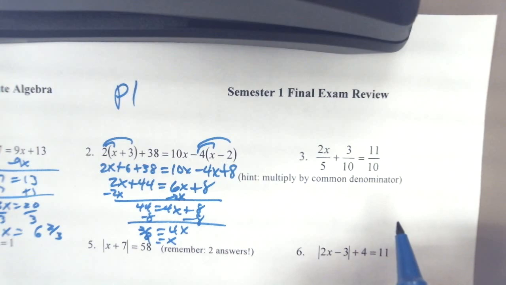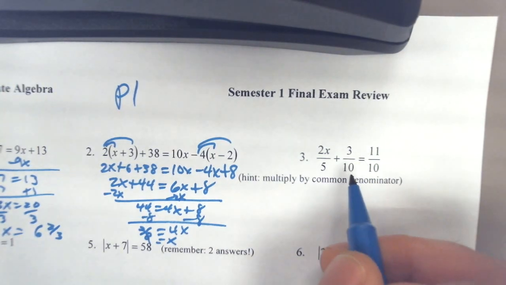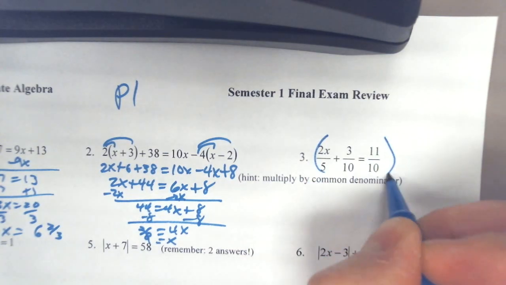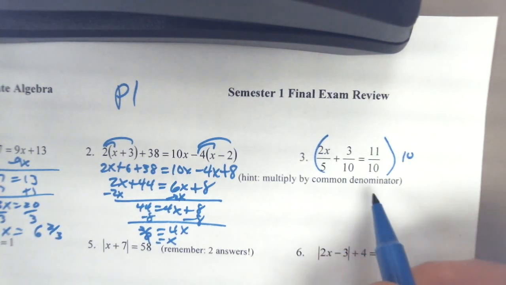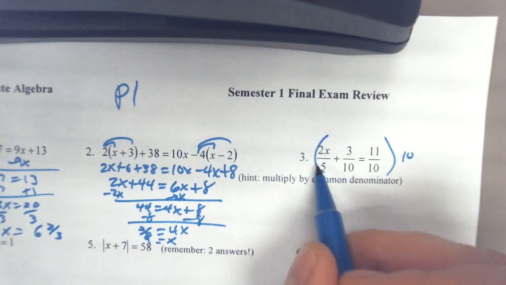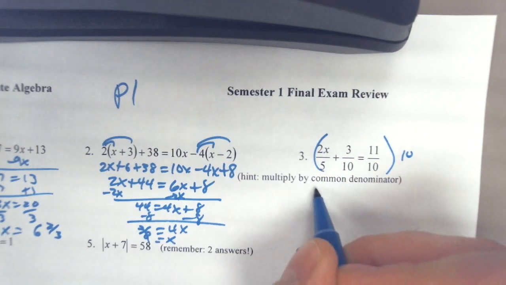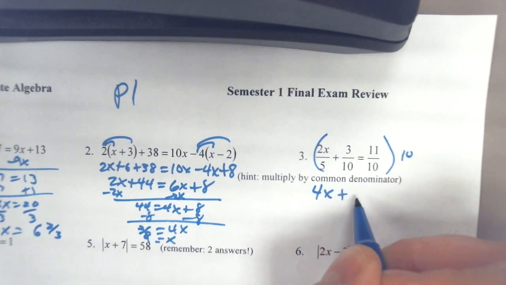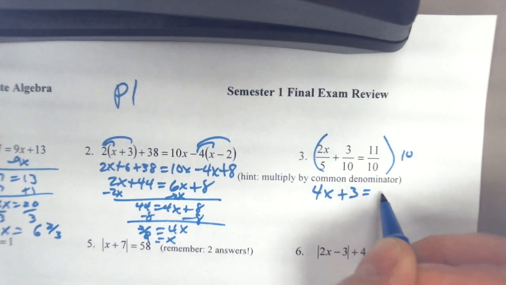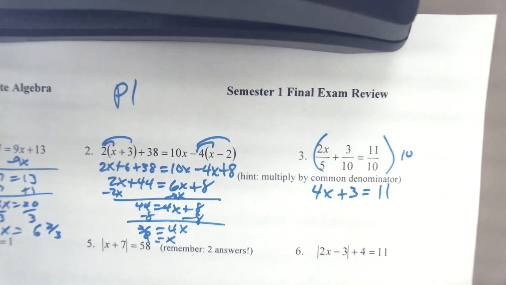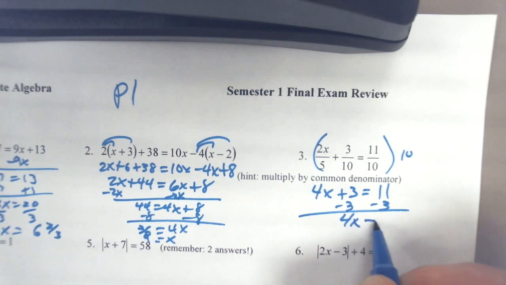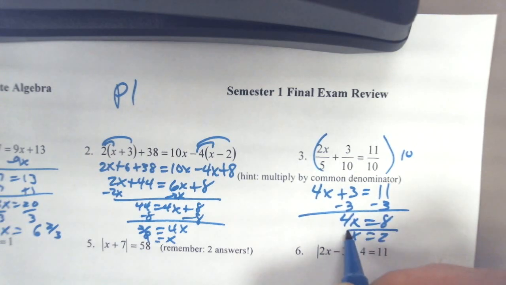For question number 3, like the hint says, I want to multiply by my common denominator of 10 to get rid of the fractions. 10 divided by 5 is 2. 2 times my numerator gives me 4x. 10 divided by 10 is 1. 1 times the top is 3. And same deal on that one. Subtracting 3 from both sides, I get 4x equals 8. x equals 2.